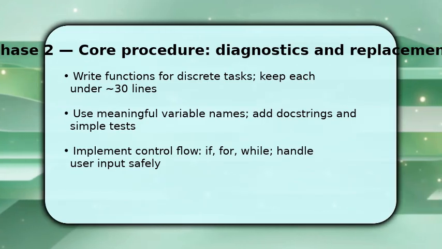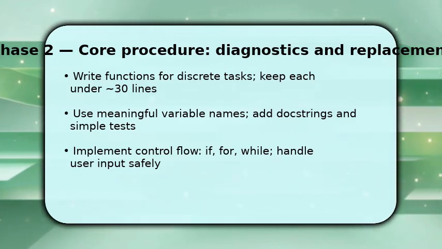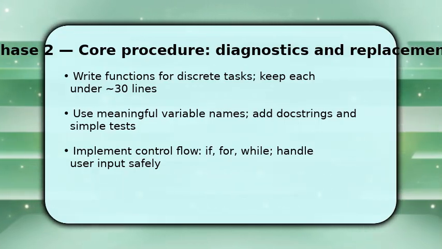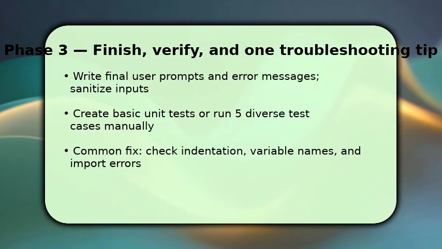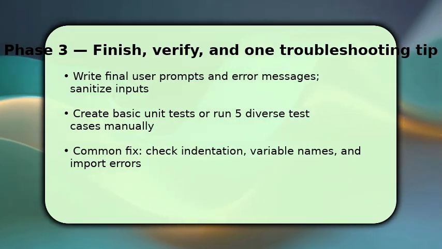Once a section works, refactor for clarity, and you finish by polishing prompts, handling bad user inputs, and adding simple unit tests or manual cases. Run through at least 5 realistic examples to confirm behavior. Then add comments and a README with how to run python main.py.